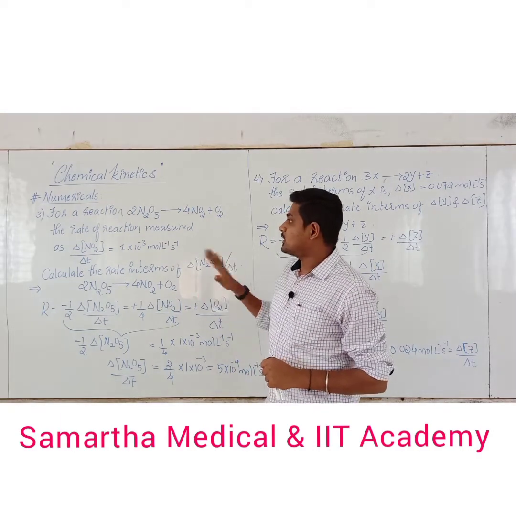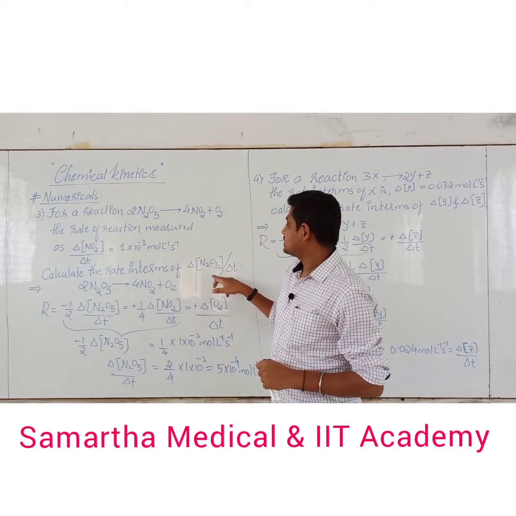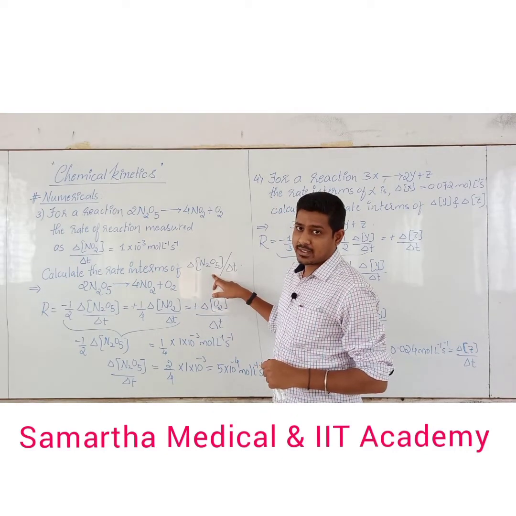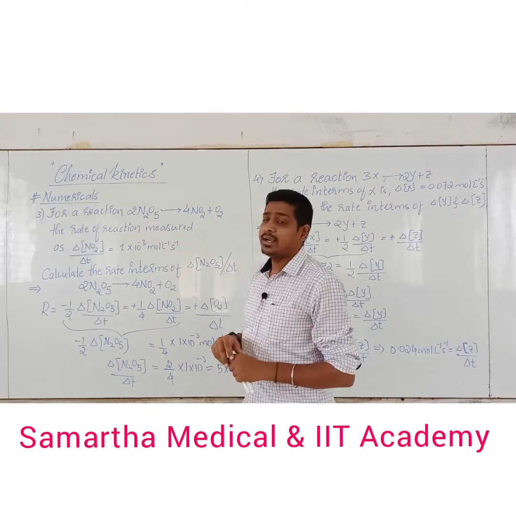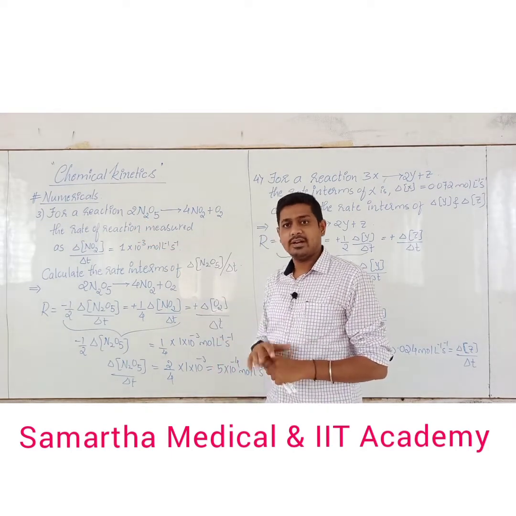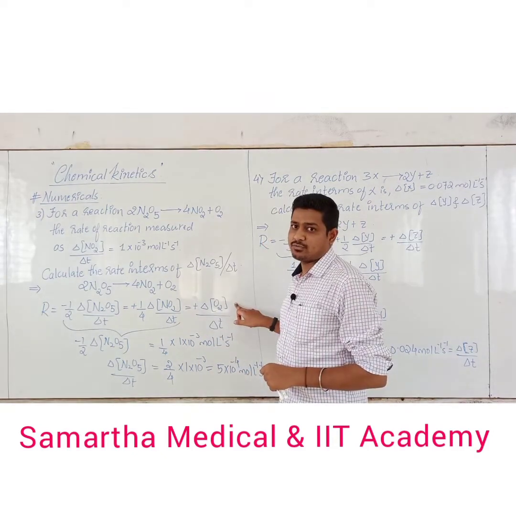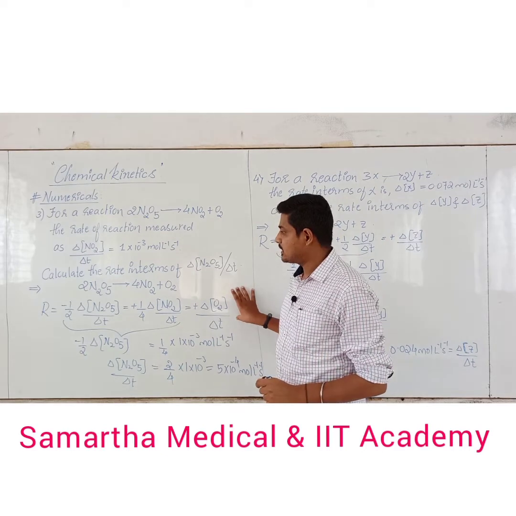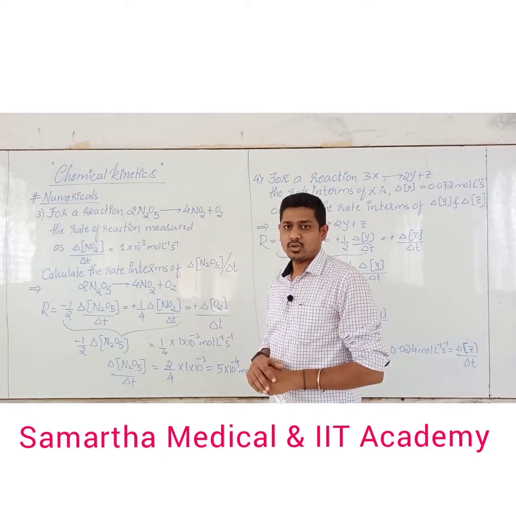Okay, what they want you to calculate is the rate in terms of nitrogen pentoxide. Means you have to calculate the rate of the reaction in terms of N2O5. How do we calculate? Very simple. First we have to write what? The rate equation for this reaction, and this is like this. Okay, very simple. You already know how to write the rate for a reaction.